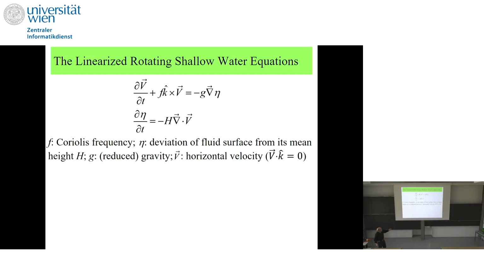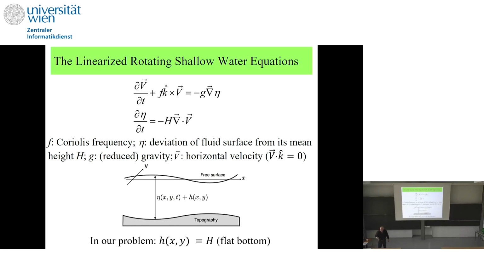And basically, G can be replaced by what we call the reduced gravity. So think about it as a parameter, if you will. And H is the mean thickness of the fluid. So if you want to look at a pictorial demonstration, think about the flat bottom, and here you have eta, okay?